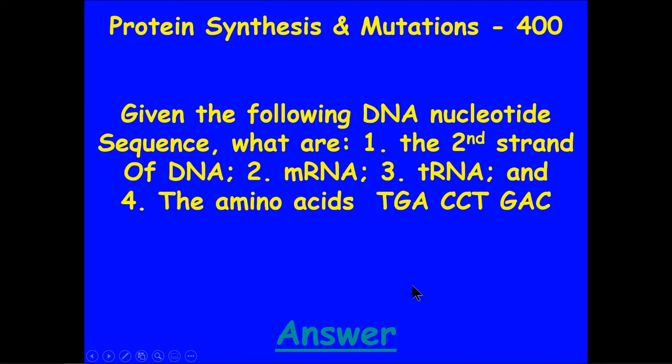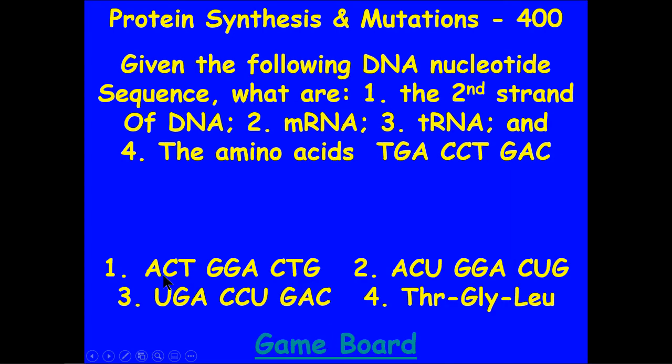Answer coming in 5, 4, 3, 2, 1. All right. DNA 2 is ACT-GGA-CTG. Again, you use DNA 1 for messenger RNA, ACU-GGA-CUG. Transfer RNA, you use messenger RNA, that is UGA-CCU-GAC, and you use messenger RNA to get the amino acids, that's threonine, glycine, and leucine.